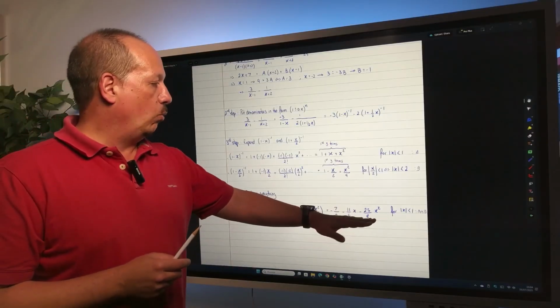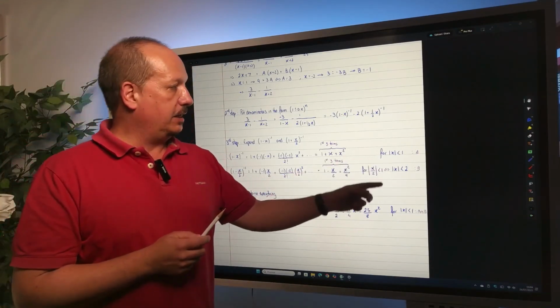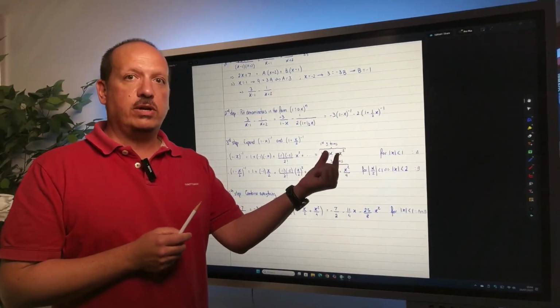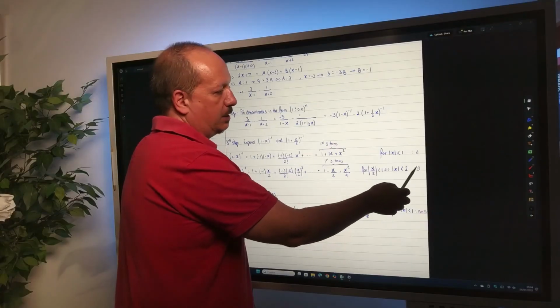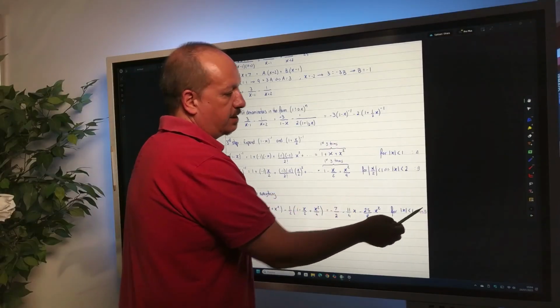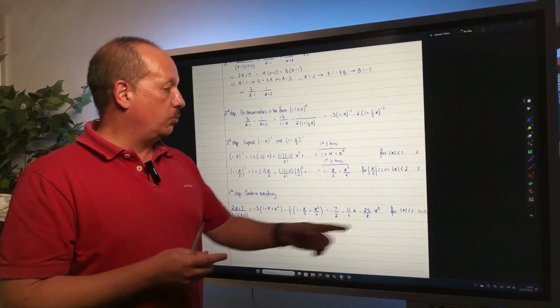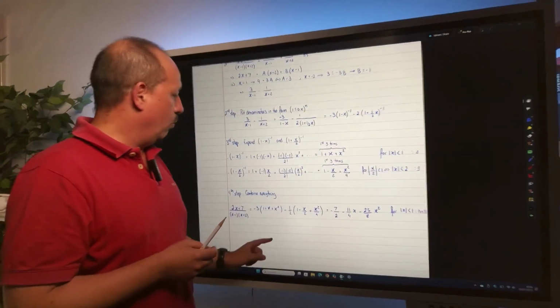Now, for what range of values of x is this valid? It is valid for the one of these two that has the smallest range. So if you imagine this as being set A and this one as being set B, you're going to take the intersection of these two, which always yields the smallest one. In this case, that is between -1 and 1.